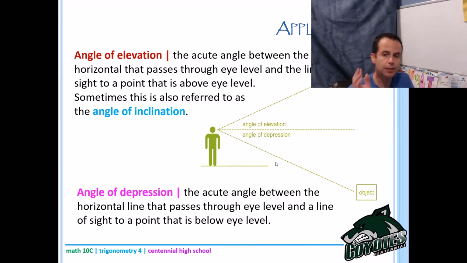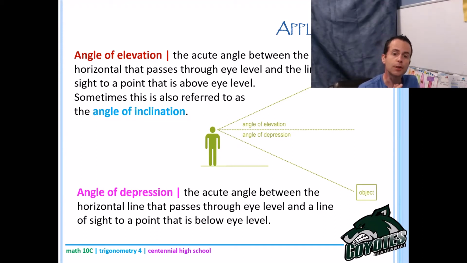Angle of depression is the acute angle between the horizontal line that passes through eye level and a line of sight to a point that's below eye level. So elevation and inclination involve lines going up. Angles of depression involve lines going down. Now, the really important thing here is that you have to understand that they both deal with a horizontal line. Students usually have no problem with angles of elevation and inclination. They get that fairly easy.